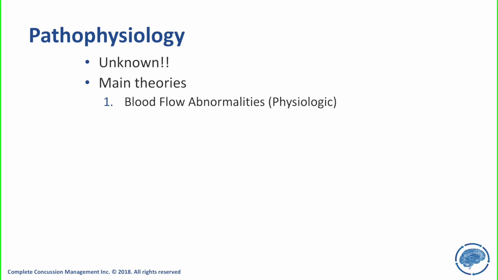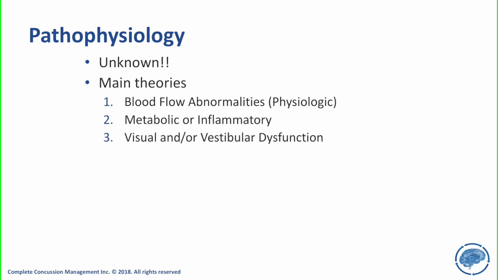So like we said before in the pathophysiology, when the concussion happens, there's about a 50% reduction in blood flow to the brain. And in some patients, particularly those that have lingering symptoms, those blood flow mechanisms have been found to still be impaired in some of them. And so that's called physiologic or a blood flow abnormality. That's like a true brain-responsible reason for why people have persistent symptoms. Next is metabolic or inflammatory, visual and or vestibular dysfunction.